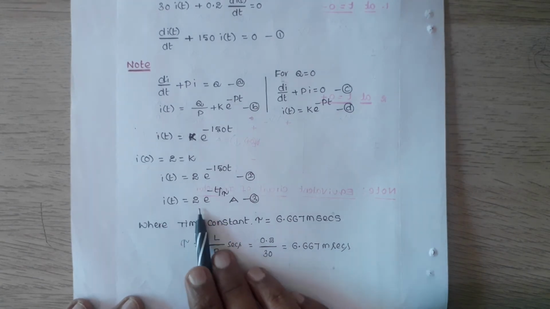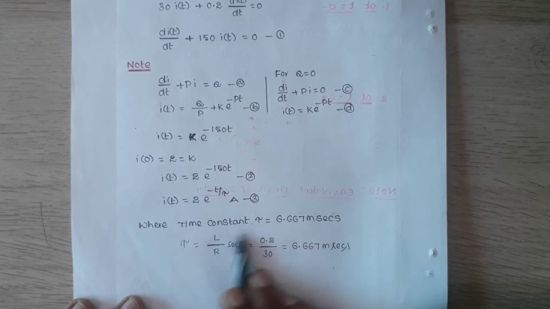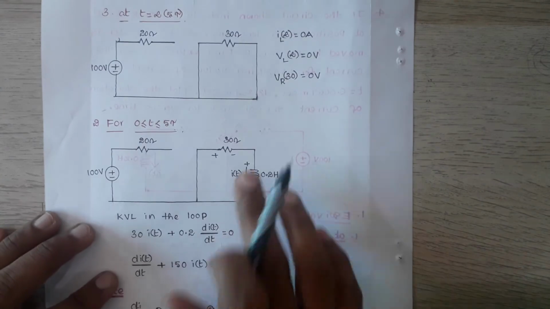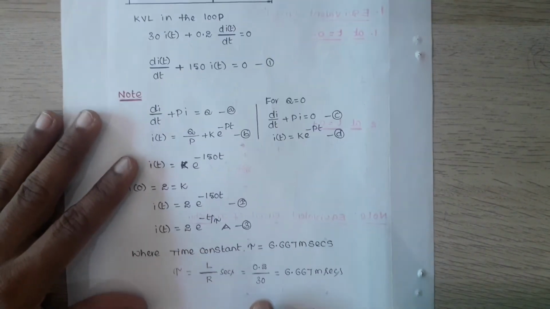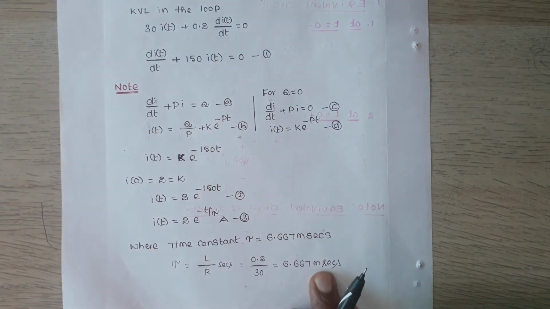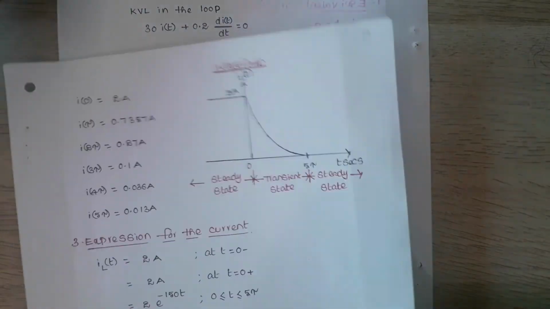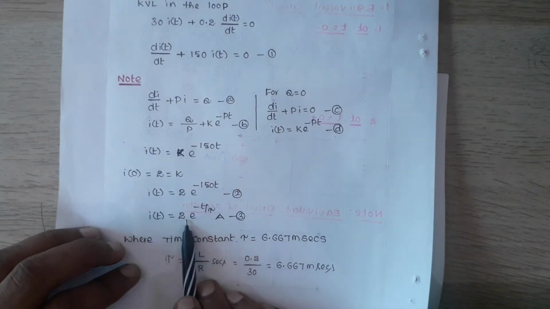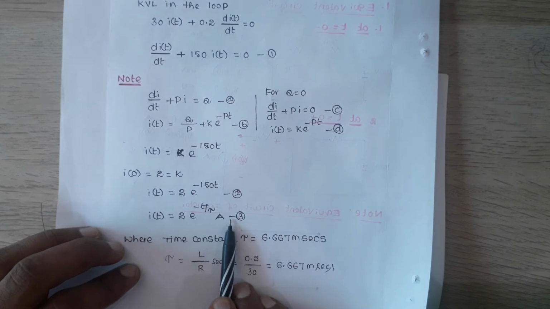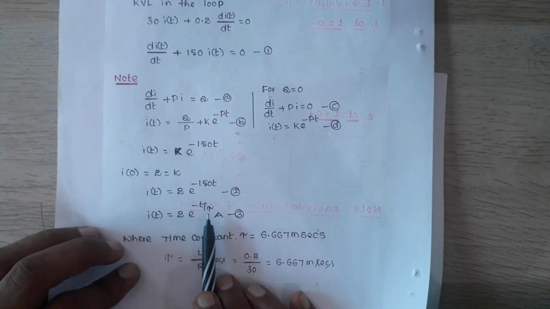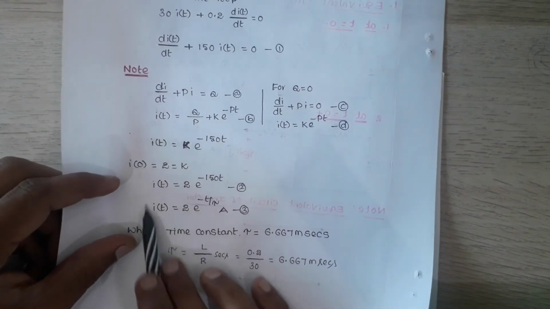So here I of t equal to 2 into e power minus t by tau, where tau equal to 6.667 milliseconds. To get the circuit into the steady state, we have to allow 5 time constants, so 5 into 6.667 milliseconds. Next, if you draw the curves based on that expression for the current, I of t equal to 2 into e power minus t by tau amperes, take t equal to 0, 1 time constant, 2 time constants, 3, 4, 5 time constants, and get the value of I of t.